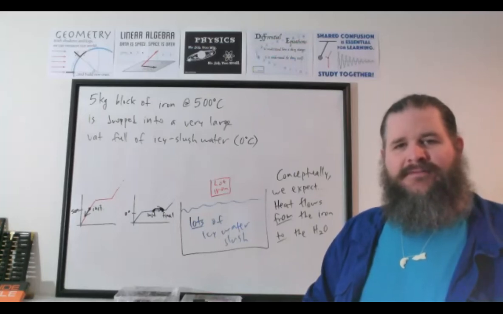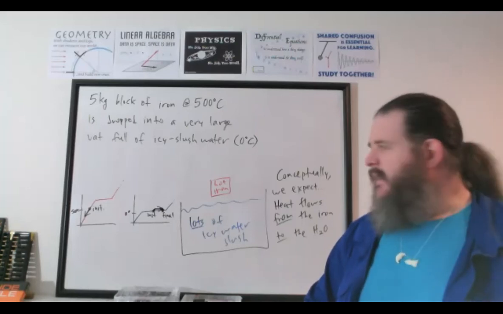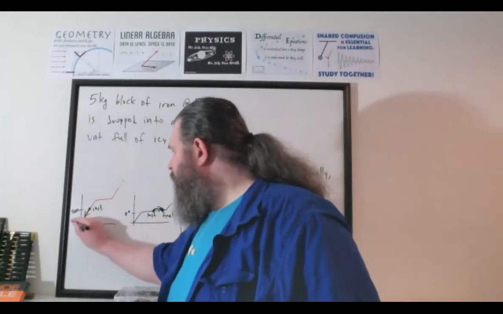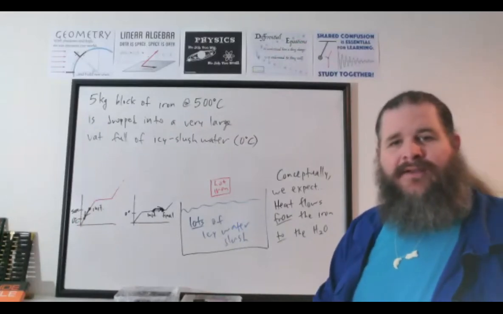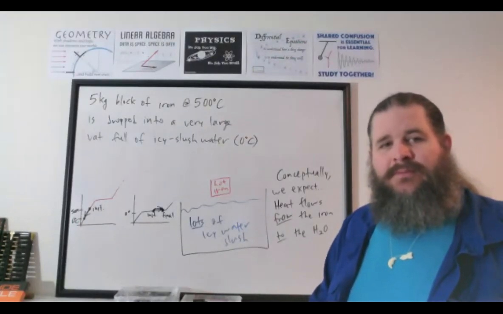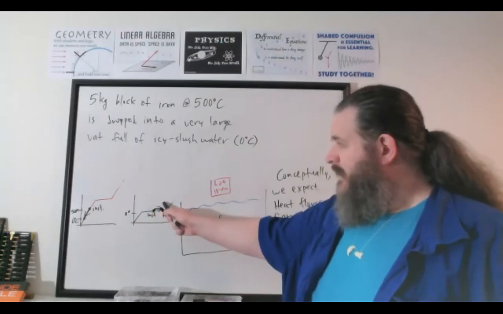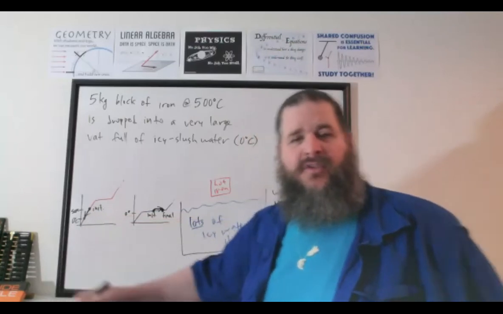If we wait long enough, the iron is also going to cool off to 0. Because if we wait long enough, everything's going to reach the same final equilibrium temperature. The water is in the process of melting, so it's not going to change temperature. The iron's going to cool off until it's the same temperature as the water.